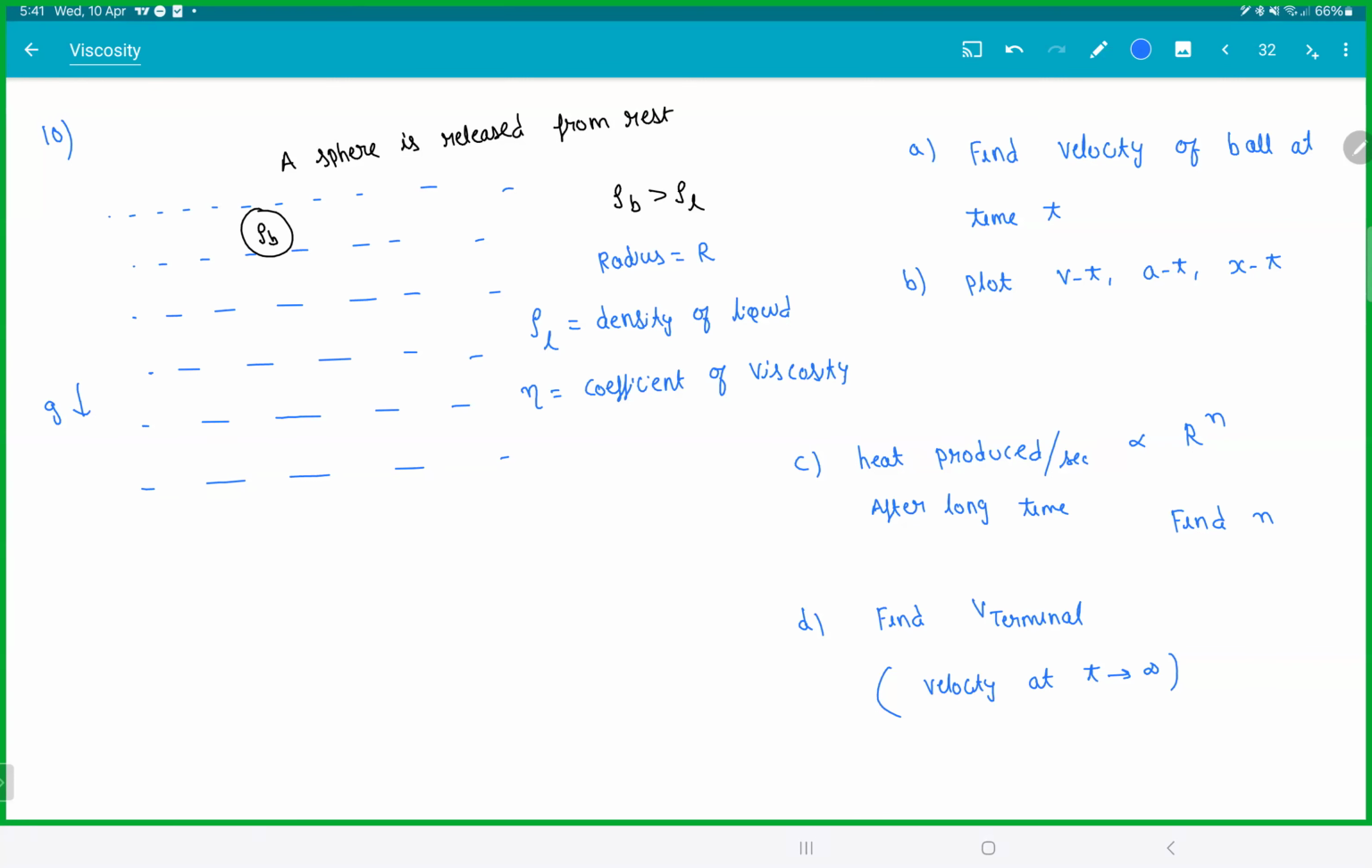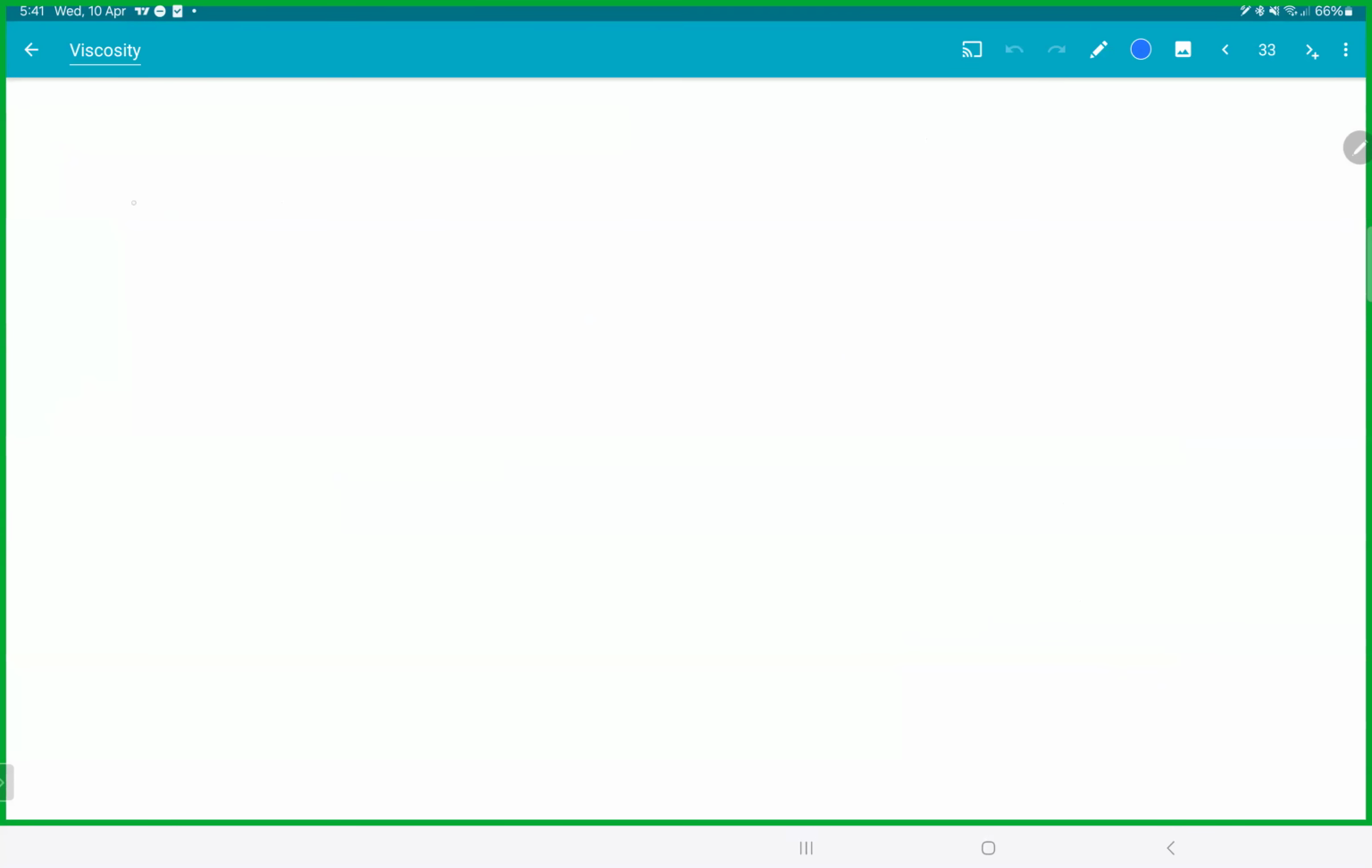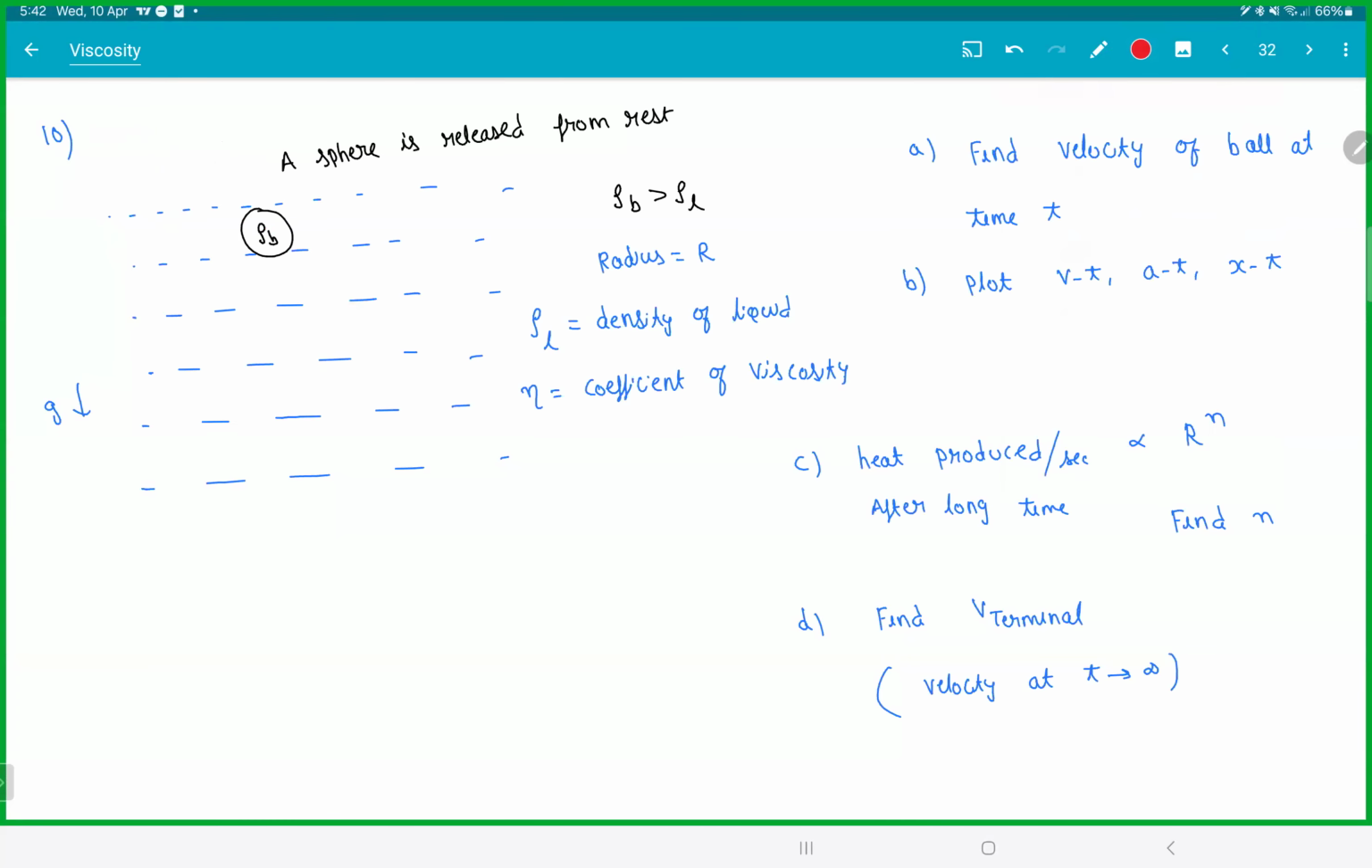Once you write the equation, it becomes just a maths question. Try. I'll give you a minute more. You got the velocity, go for the second part. Plot the graphs: VT graph, AT graph, and XT graph.